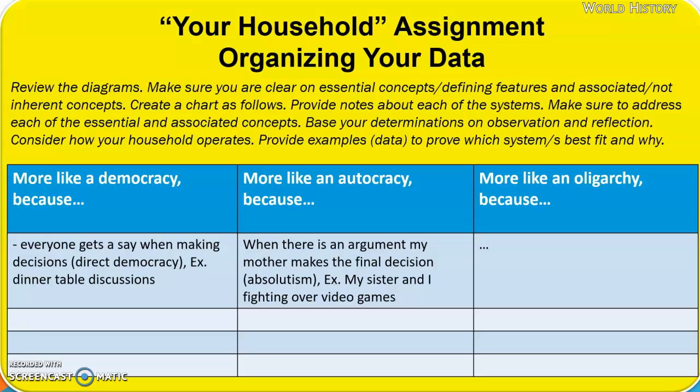Or it could be more like an autocracy, where you're thinking about, when there's an argument, my mother always makes the final decision, absolutism, by trying to use those terms and then find an example. So my sister and I were fighting over video games this one day, and that was definitely what happened. It was an autocratic method by which that was resolved. So we want to think about that. And then oligarchy: what would be some ways that maybe a group has the power in your family? So just think about that and try to make some data collection.